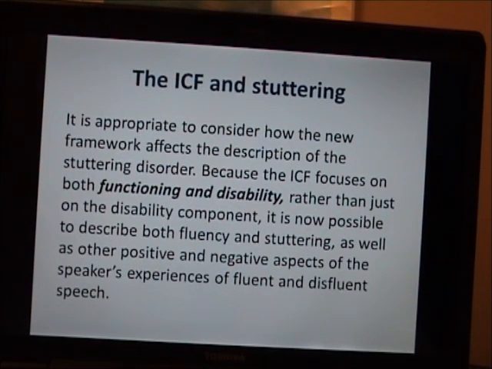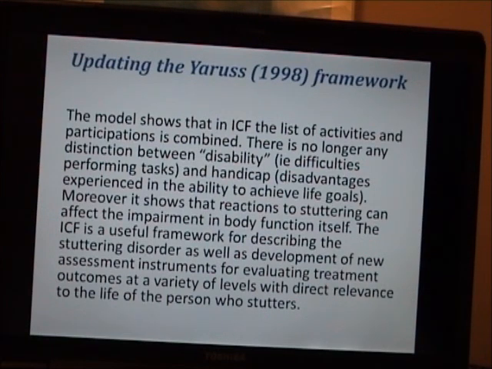Now to the ICF and stuttering, from Yaruss. It's appropriate to consider how the new framework affects the description of the stuttering disorder. Because the ICF focuses on both functioning and disability rather than just on the disability component, it is now possible to describe both fluency and stuttering, as well as other positive and negative aspects of the speaker's experiences of fluent and disfluent speech.